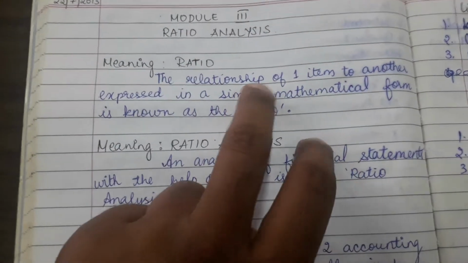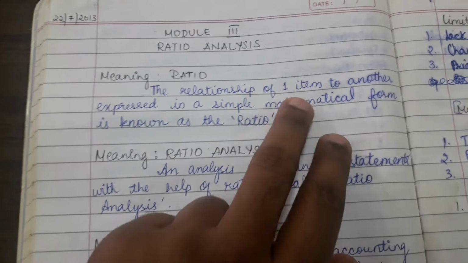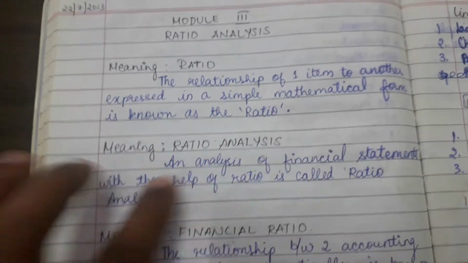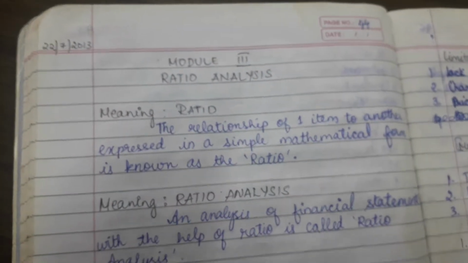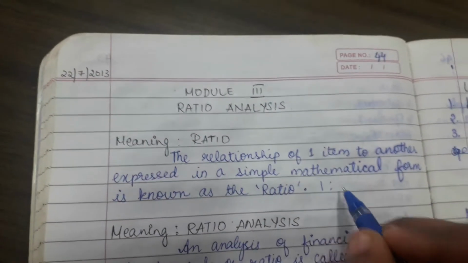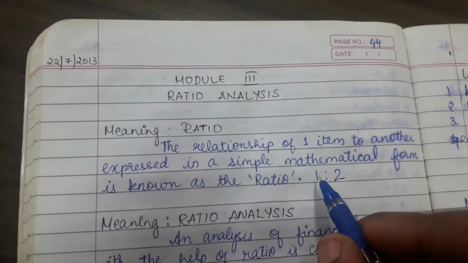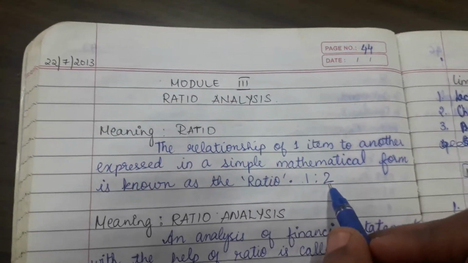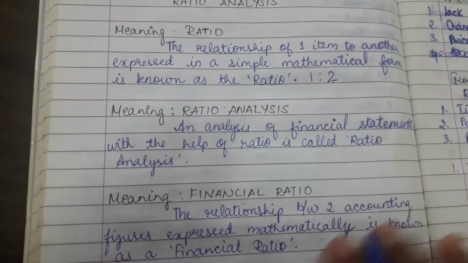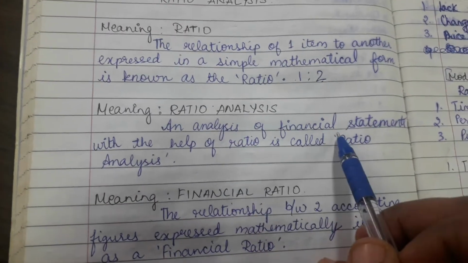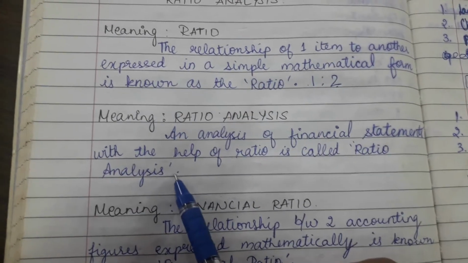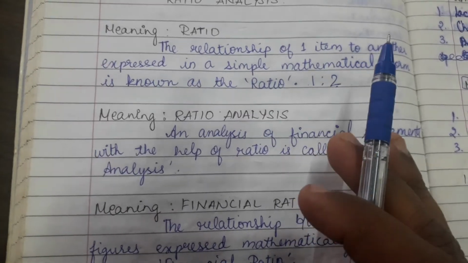What is ratio? It is a relationship between one item to another expressed in simple mathematical form, is known as ratio. So it can be expressed, for example, this way, 1:2, meaning it is having a relation from one form to the other form. Now what is ratio analysis? An analysis of financial statements with the help of ratio is called ratio analysis. We'll check what are the examples of it.